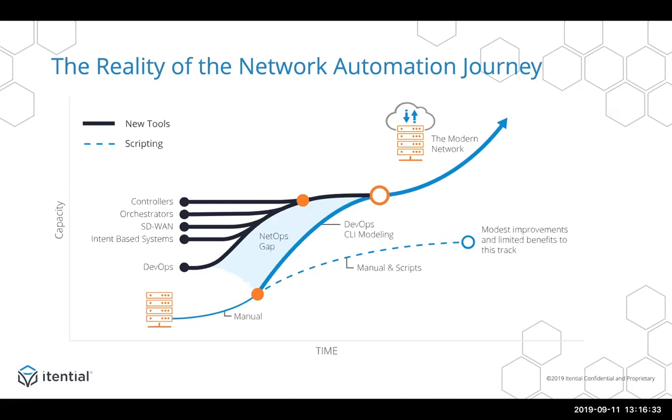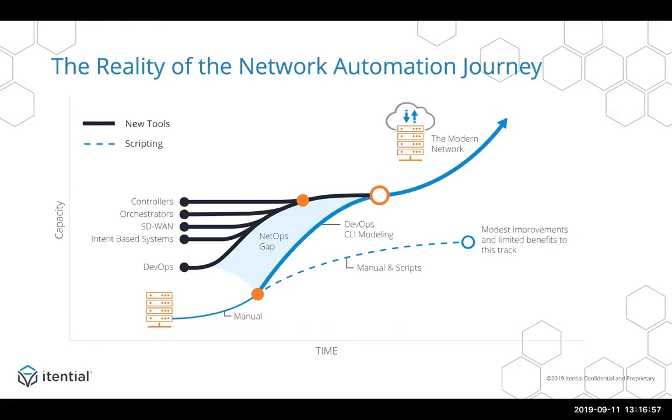So if we look in the bottom left where we start, people have historically had a very CLI-centric manual view of how they operate their network. And there's always been a drive to script some benefits on top. And obviously any move towards automation is viewed as beneficial.